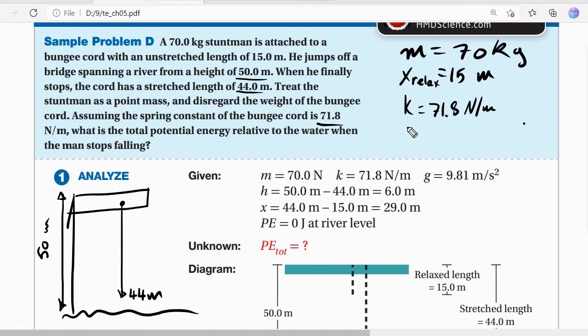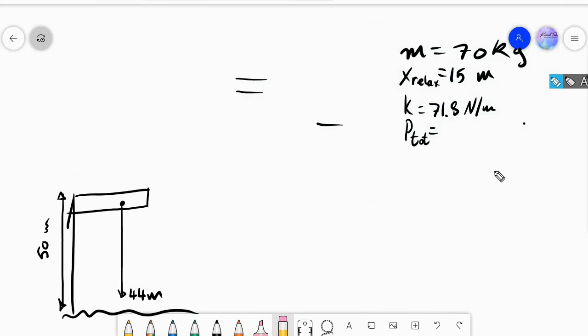What is the potential energy relative to the water when the man stops falling? Thanks a lot, my dear friend Hatim. Look over, guys, here for this problem. He just asked you about the total potential energy. It means he wants two things. He wants the gravitational potential energy, and also he wants the elastic potential energy.